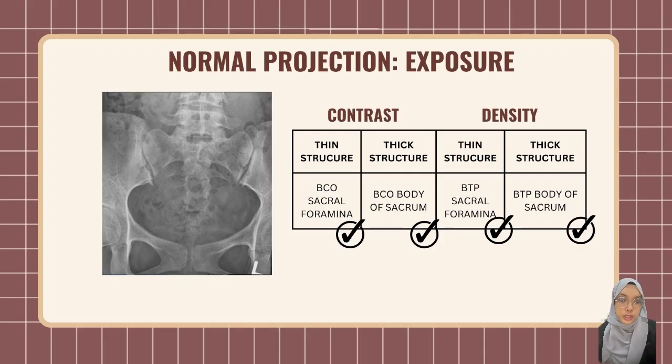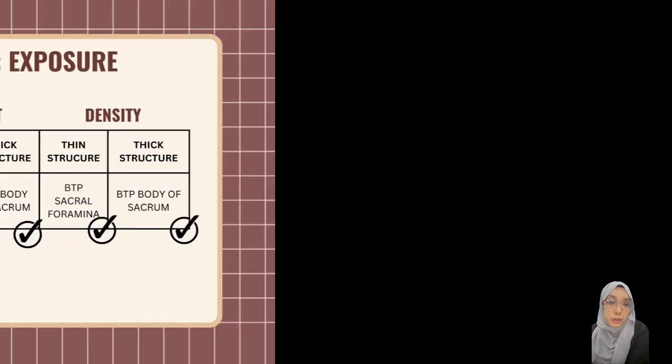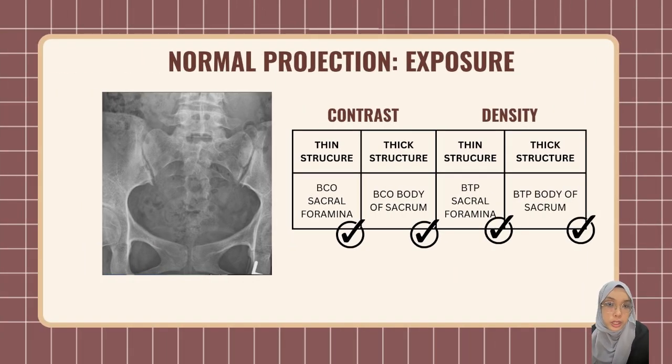For the exposure of the normal AP sacrum projection, I would say this radiograph is adequate because for the contrast, the thin structure, which is the bony cortical outline of the sacral foramina, and the bony cortical outline of the body of the sacrum are visible. Density of the thin structure, which is the bony trabecular pattern of the sacral foramina, and the thick structure, the bony trabecular pattern of the body of the sacrum, are also visible.